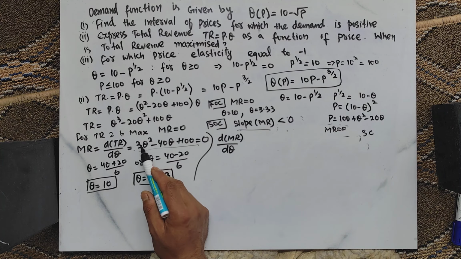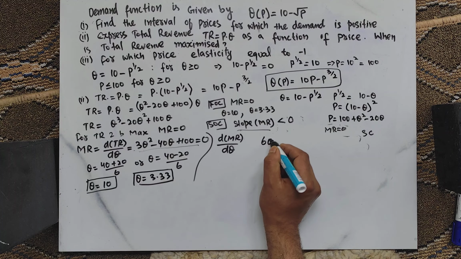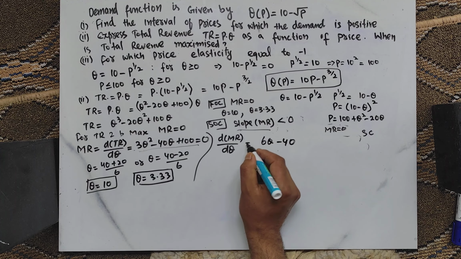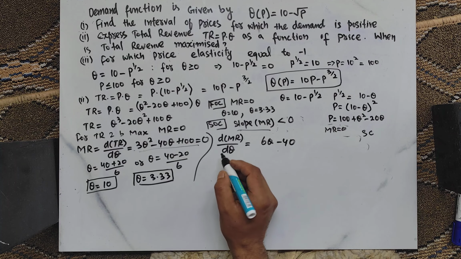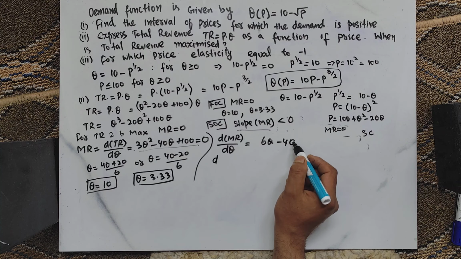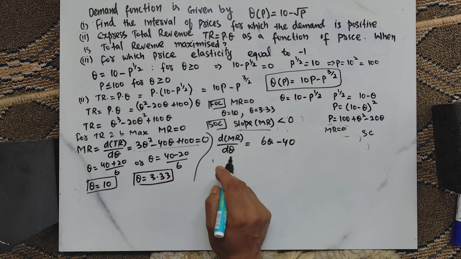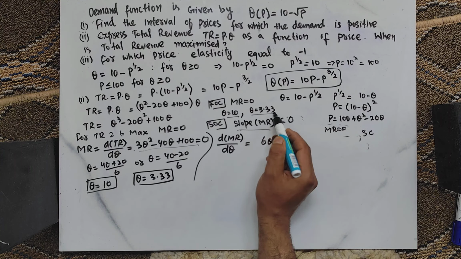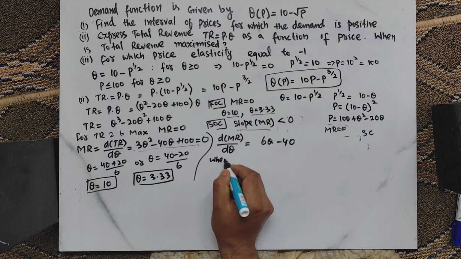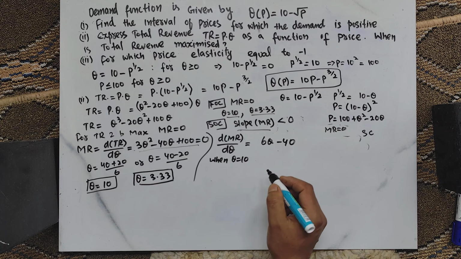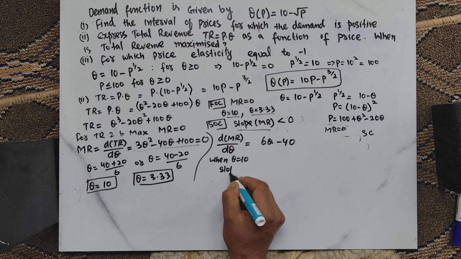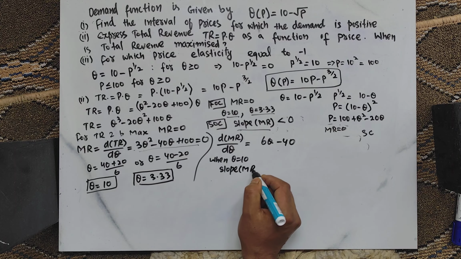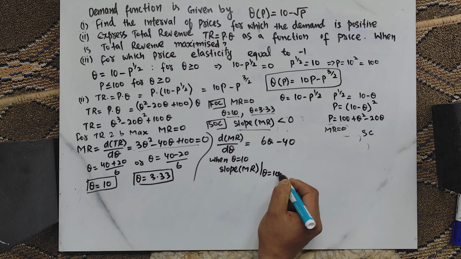So again differentiate this. 2 into 3 is 6Q, so 6 times Q minus 40, and we need to evaluate it at the critical points. This denotes the slope of the marginal revenue function, and we evaluate it at the critical points that we found here. Okay, so when Q is equal to 10, the slope of MR when Q is equal to 10, let us find out.